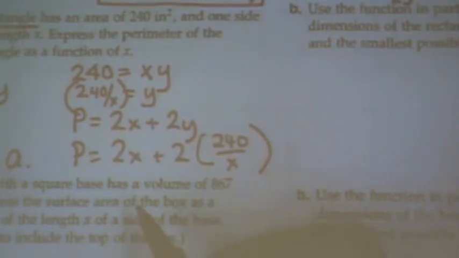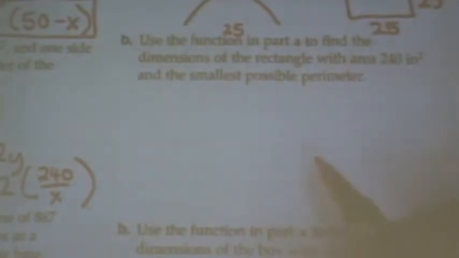Now, could you rewrite it differently? Yeah, you could write 2x plus 480 over x, but I don't care about that. Leave your answer that way. But I want to know what would be the dimensions of this rectangle with the area of 240 and the smallest possible perimeter.